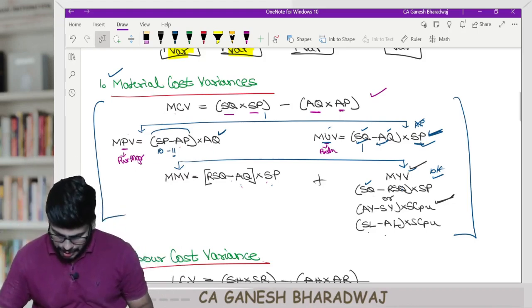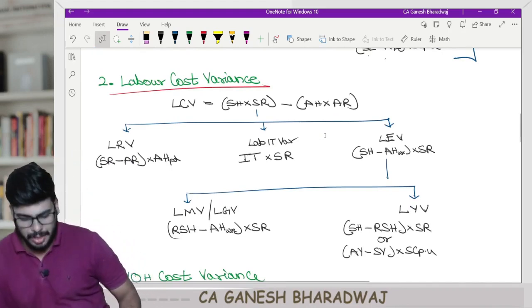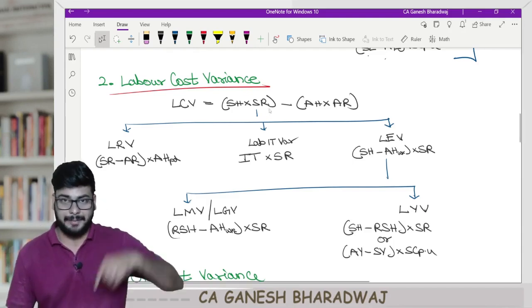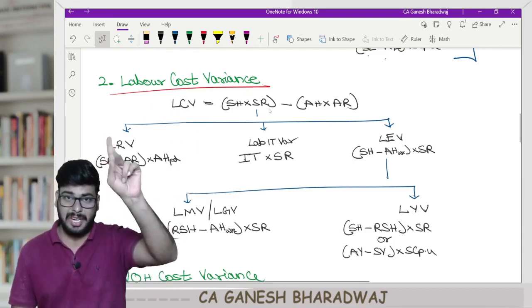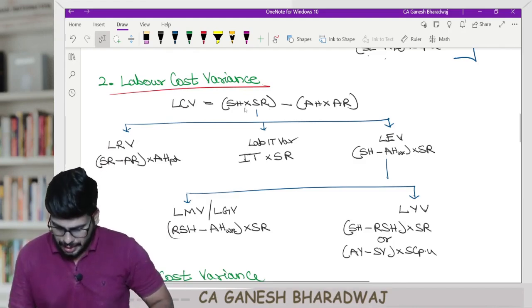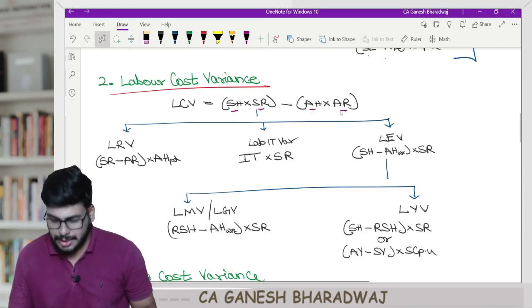Now, let's move on to the next one called labor cost variance. In labor cost variance, what is going to be your formula? It's going to be standard hours into standard rate. There in material, we use the word price. In labor, we don't call it price, we use the word rate. Here, it's going to be what? Standard hours into standard rate minus actual hours into actual rate.